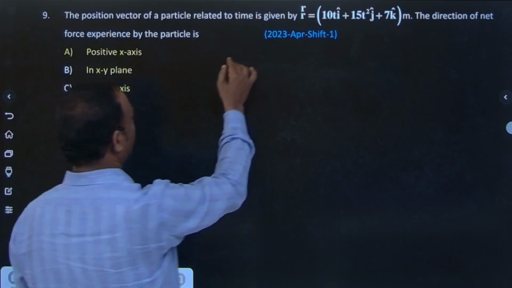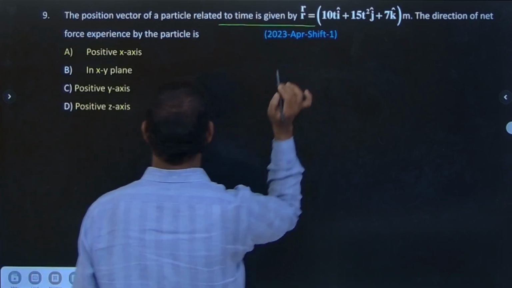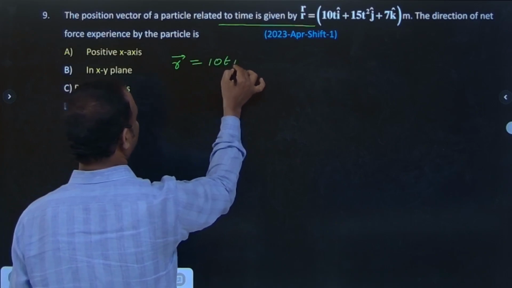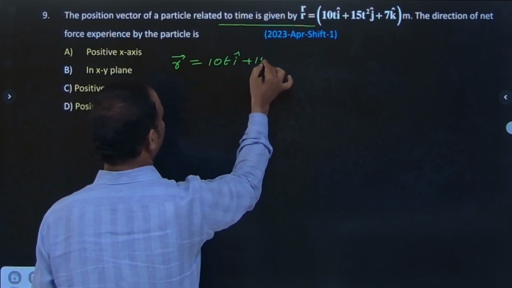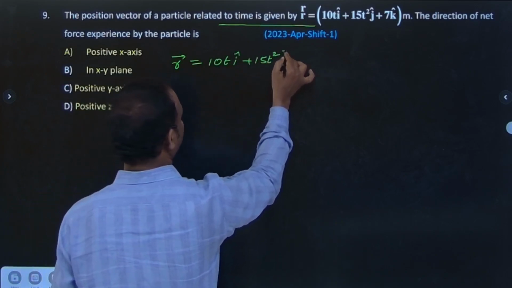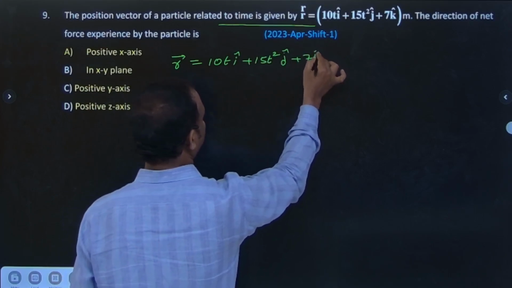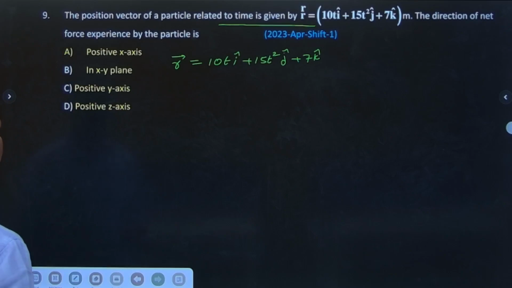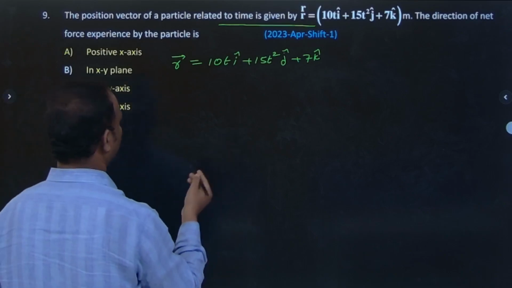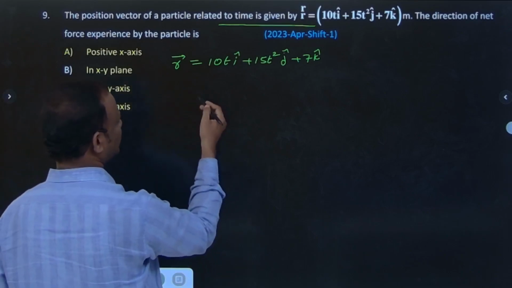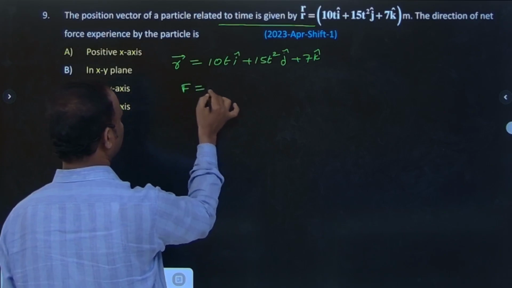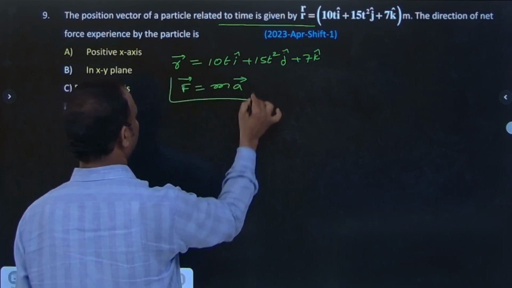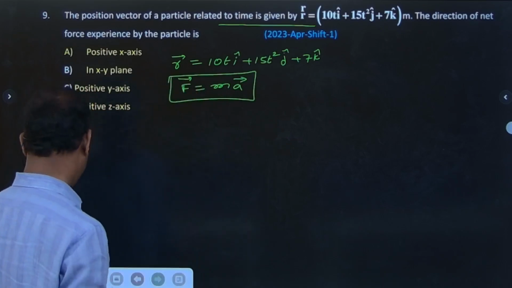Position vector of a particle related with time. It is given that r bar is equal to 10t i cap plus 15t square j cap plus 7 k cap meter. The direction of net force experienced by the particle is what? Net force means F is equal to m into a, so F bar is equal to m into a bar, that we need to find.